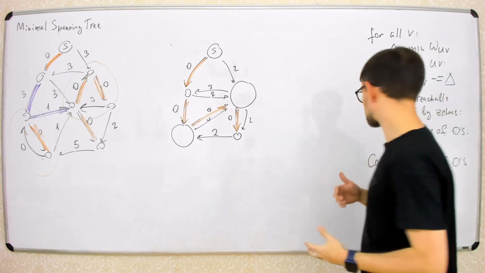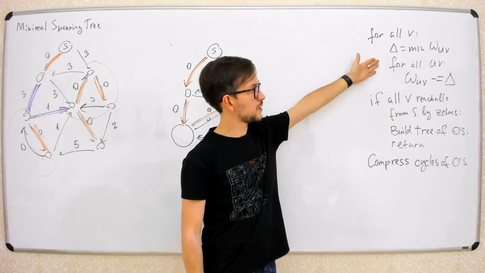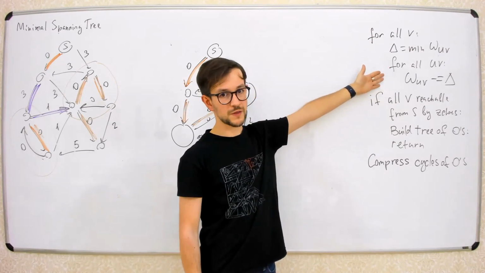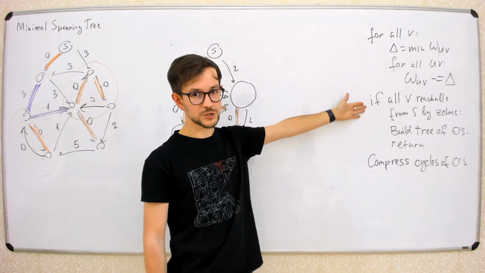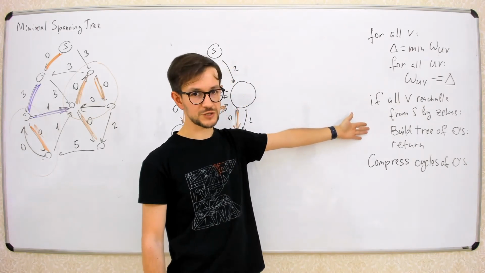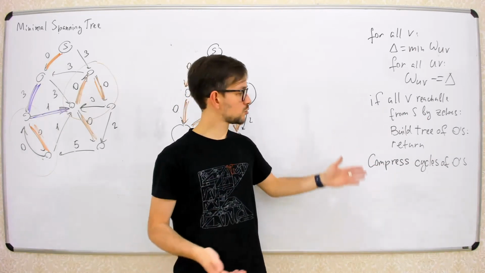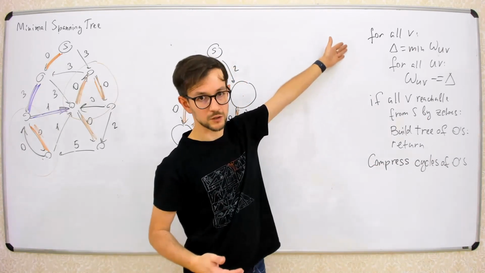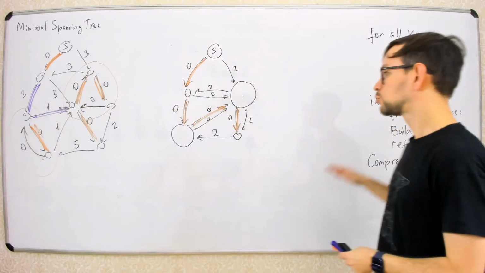Again, how does the algorithm work? You take all the nodes of your graph, find the minimal edge, and reduce all the costs by this minimal edge. Now, if all the nodes are reachable, then you just build a tree of zeros and you're done. If not, then there are some cycles. You just compress all the cycles and repeat the same process again.